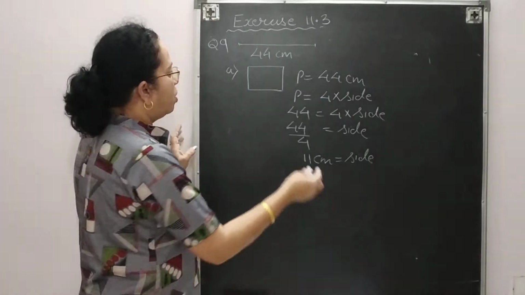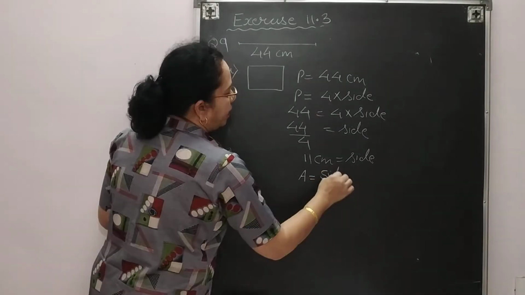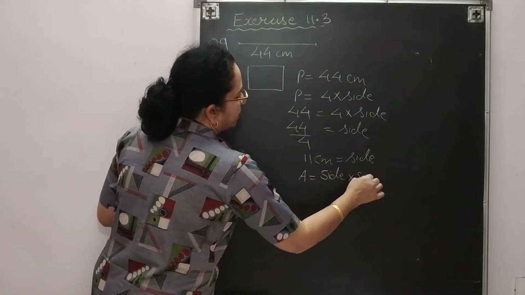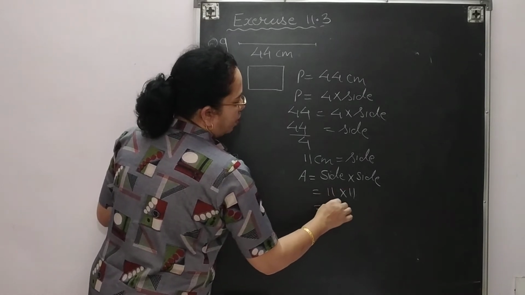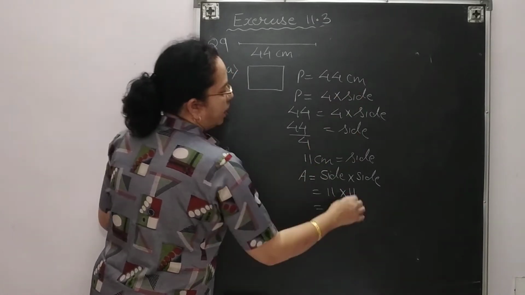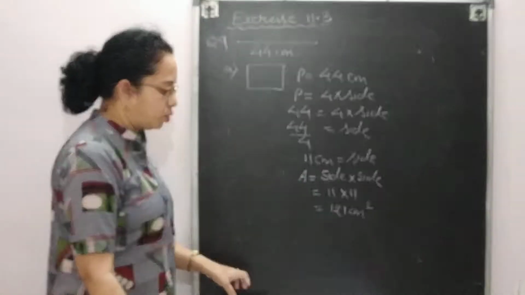Again you need to find out the area of the square. So that is side into side, that is 11 into 11 and the answer will be 121. Again your unit is centimeter. Since this is area, this will be centimeter square.